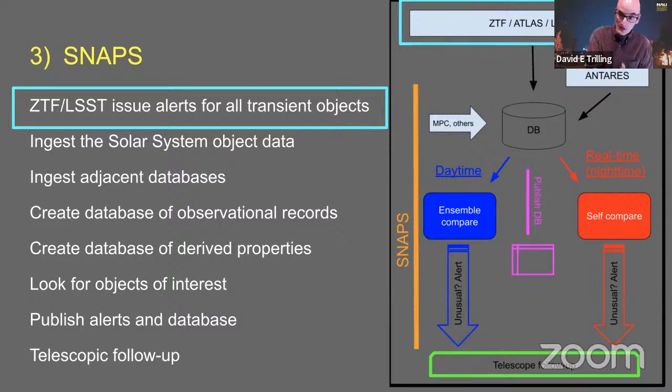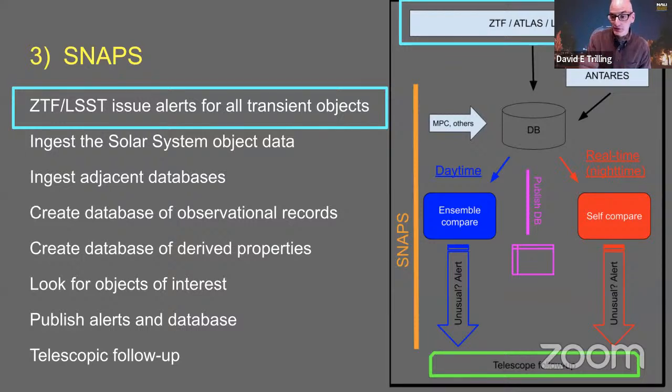So ZTF is doing this now. Every night we ingest these alerts. LSST will do so when it starts in a couple of years. Okay, so the alerts are issued by the surveys, and a transient object in this case means some piece of sky that looks different than the historical observations of that piece of sky.